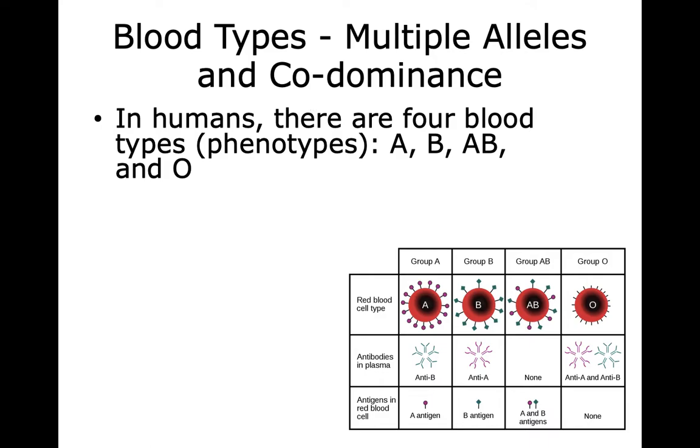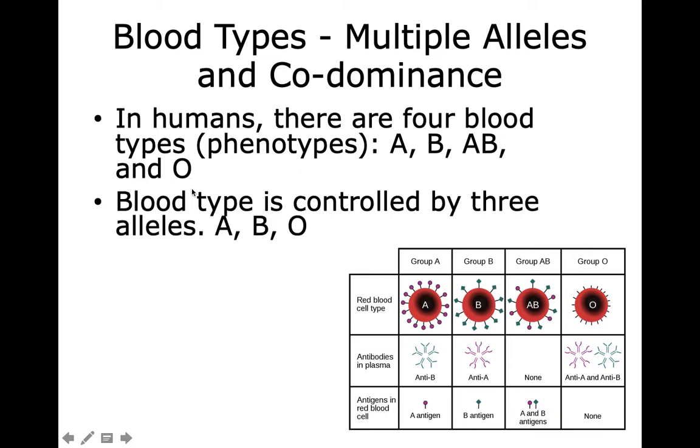In humans, there are actually 4 types of phenotypes that you could see as far as your blood type. You could have type A blood, type B blood, type AB blood, or type O blood. And they're actually just controlled by 3 alleles. So we can have 4 different phenotypes that are controlled by 3 alleles. That's either A, B, or O.